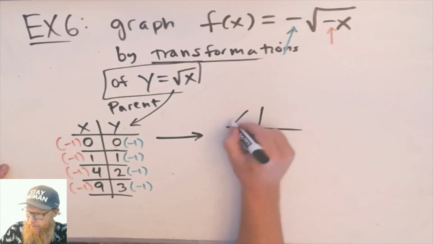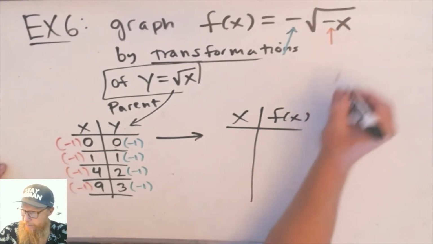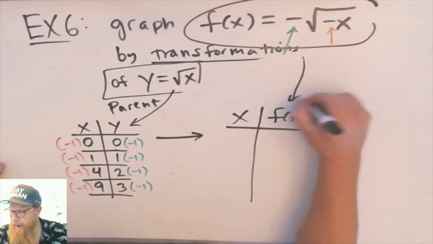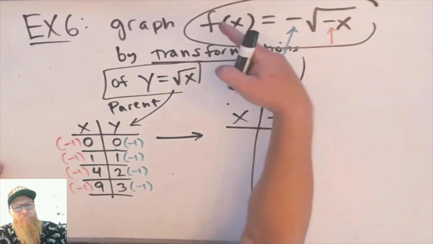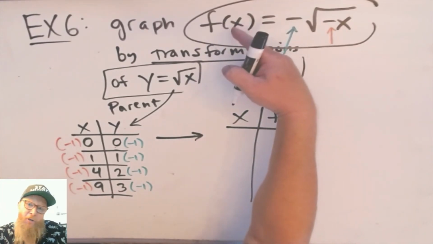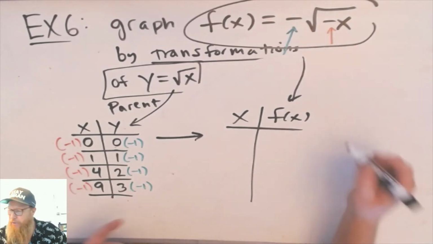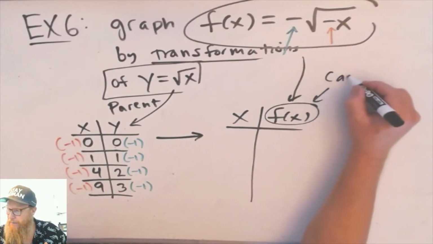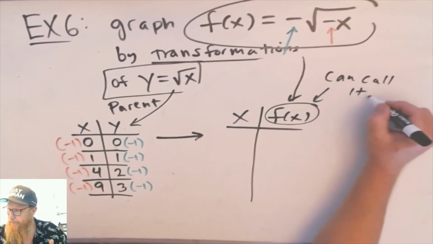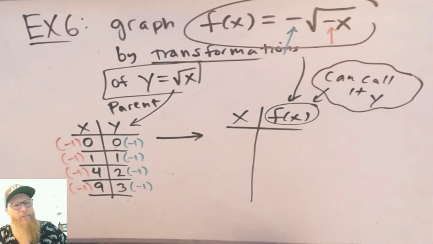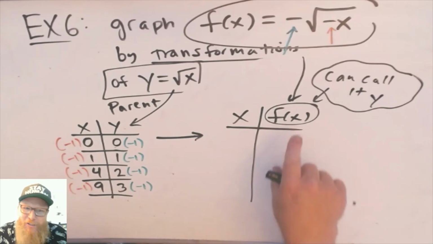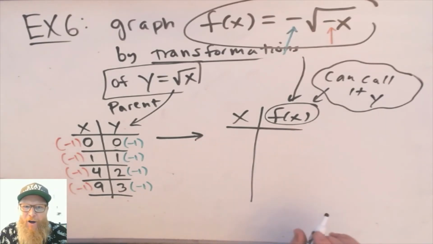Transform. So this is my f of x. The problem said it was called f, so I'm going to call it f. If the problem said it was called g, then I would call it g. If you want to be lazy, you can just call this y. It's okay. Then nobody's going to care. You're going to get the right answer. The function's not going to be offended that you didn't call it by its name.